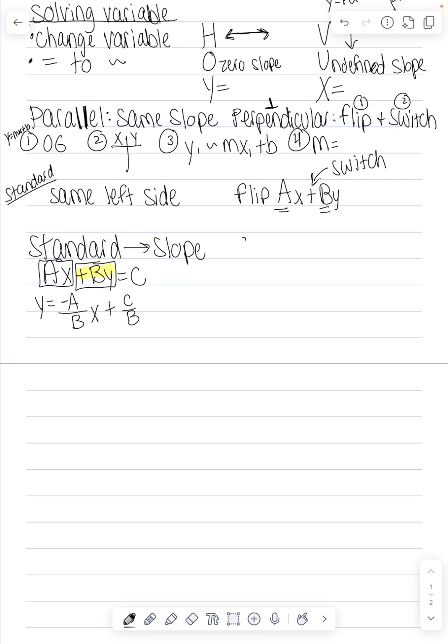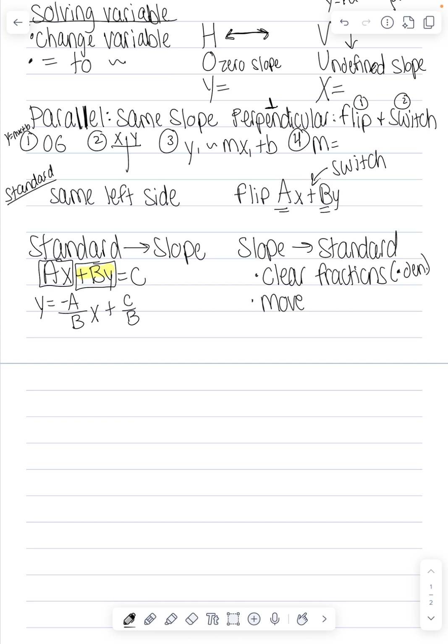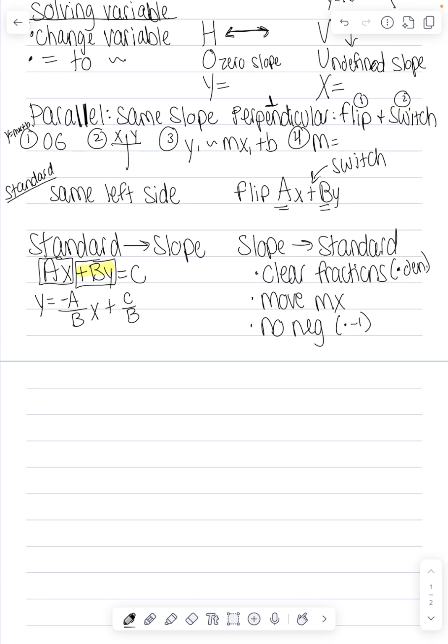And then if we're going from slope to standard, we can't have fractions. We have to clear the fractions, and we do that by multiplying everything by the denominator. You're not always going to have a fraction, but if you do, that's how you would clear it. Then we move our slope, the number next to x, so it moves with y. And we have to make sure we don't have a negative x value. If we do, we multiply everything by -1 to make it positive.